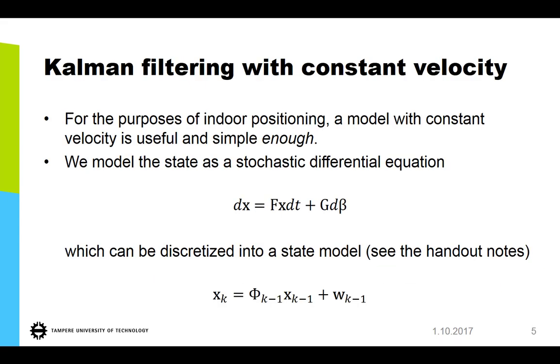For the purposes of indoor positioning, a model with constant velocity is useful and simple enough. We have to use some kind of a physical model, as mentioned previously, and the constant velocity model is good enough. We can model the state as a stochastic differential equation shown here, which can be discretized into a state model presented here. Here x is the state model estimate, phi is the state transfer matrix, and w is the state model error. The underscores k and k-1 mean time step k and k-1 respectively.